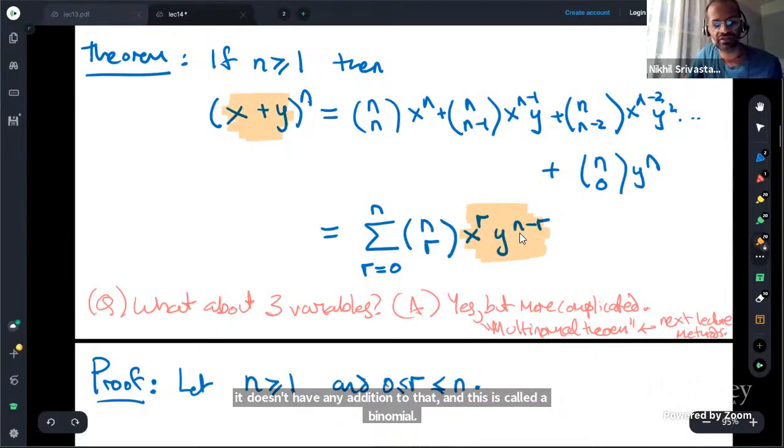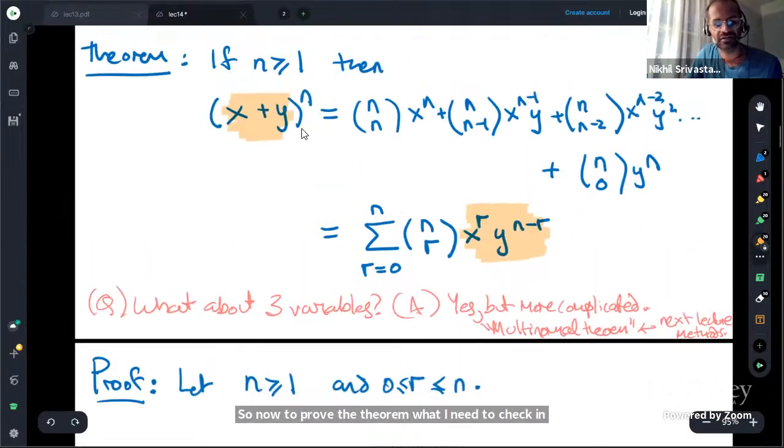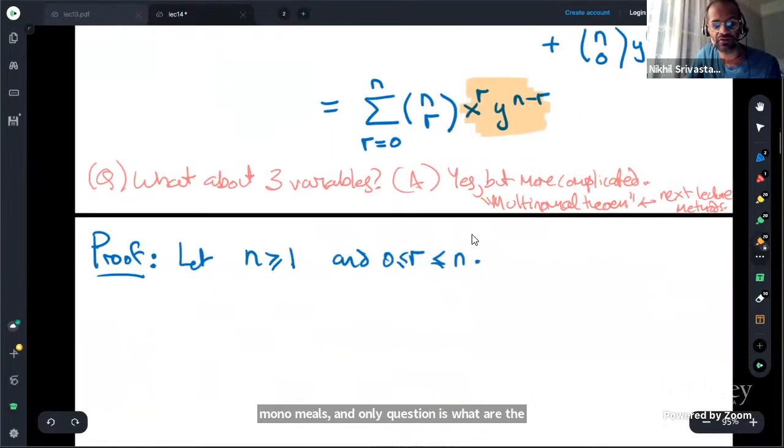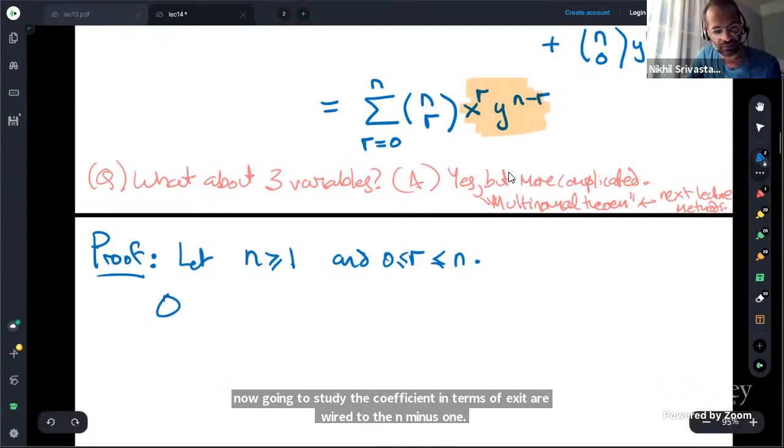Now to prove the theorem, what I need to check is, clearly if I expand the left-hand side and I collect the terms, I'm going to get a sum of monomials. And the only question is, what are the coefficients in front of the monomials? So I'm now going to study the coefficient in terms of x to the r, y to the n minus r.